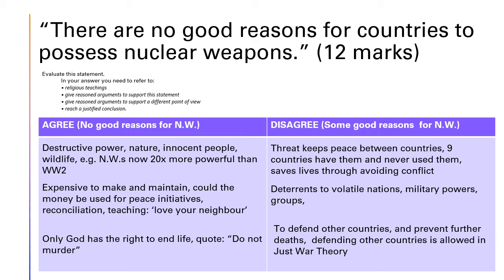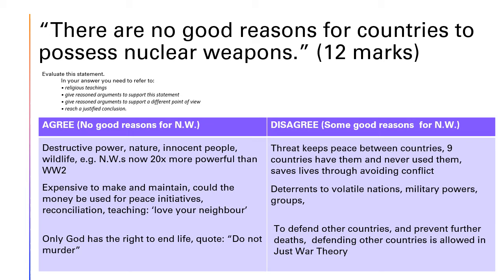Our second point we're going to make is that they act as a deterrent to volatile nations or military powers or groups. So we're going to expand on that point. And we're going to make another explicitly religious point. We're going to use perhaps the ideas of lesser jihad and just war theory.